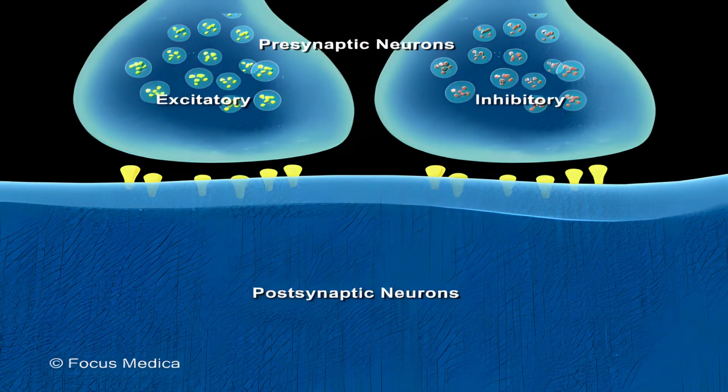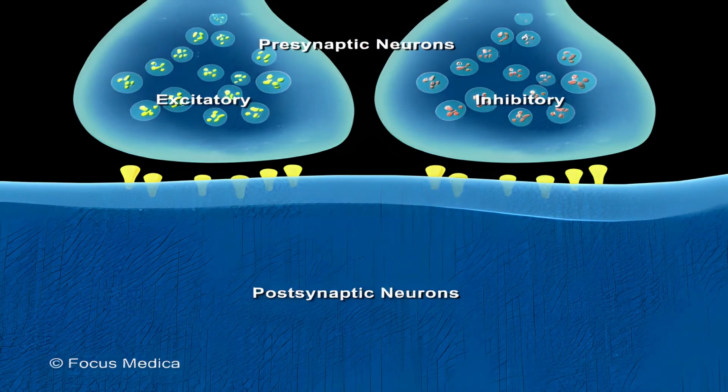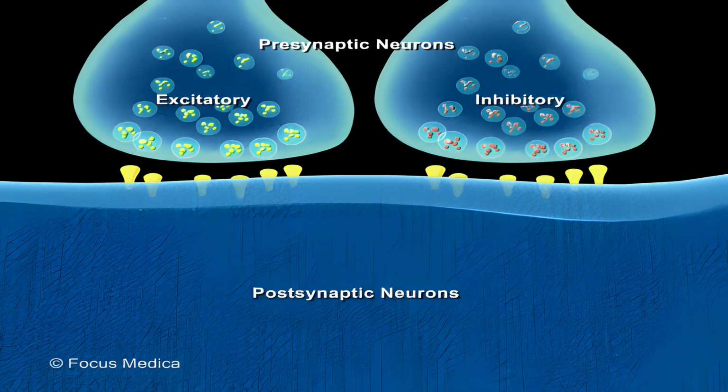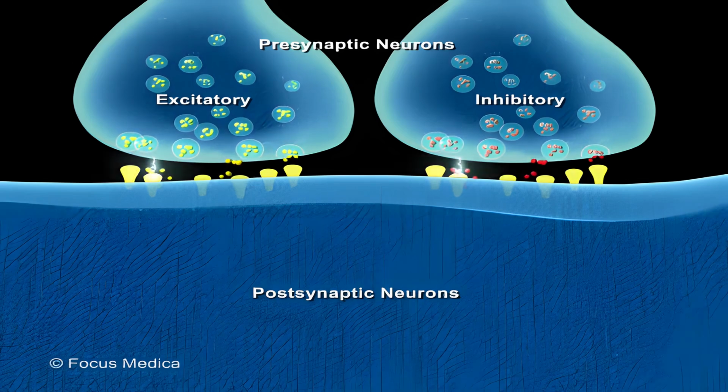Normally, excitatory and inhibitory signals balance each other in such a way that the body is able to carry out smooth and coordinated movements.